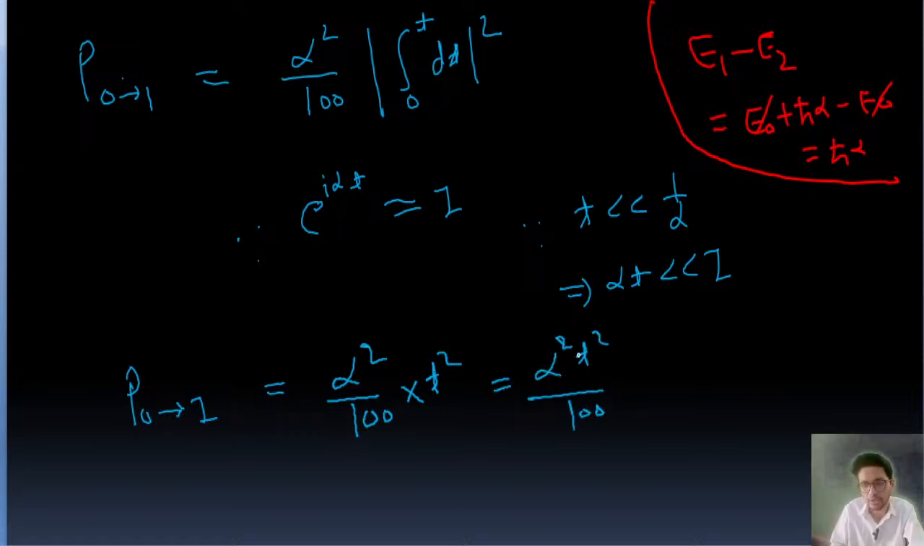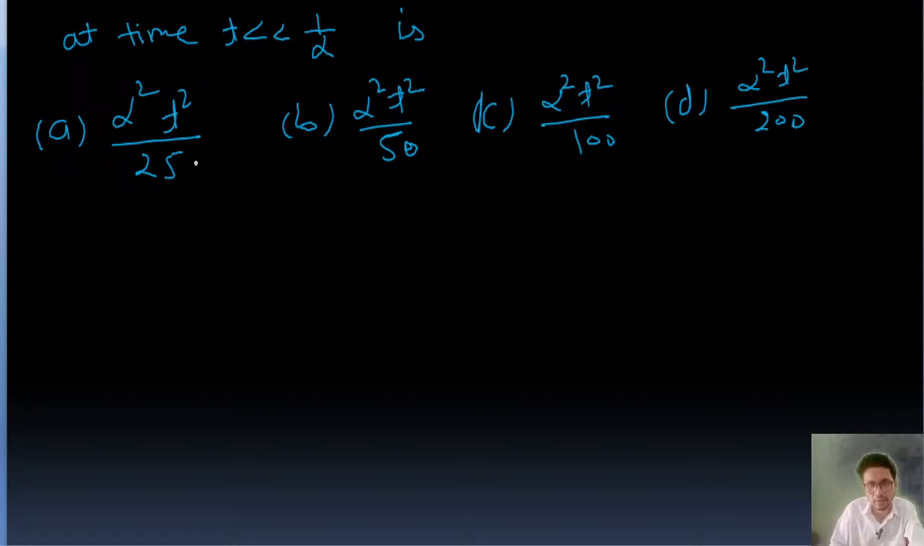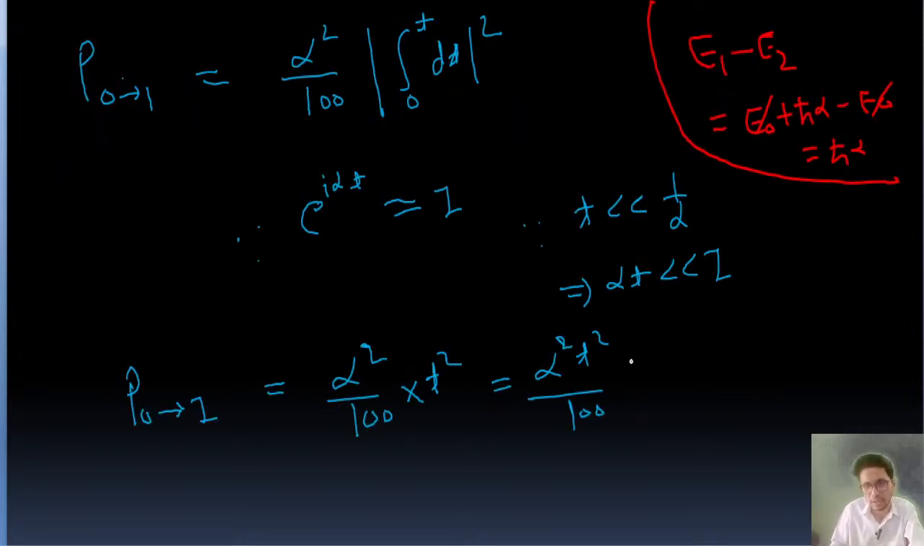So which option is matching, guys? Option C, alpha square t square upon 100. So this is the answer. I hope you have understood it, guys.